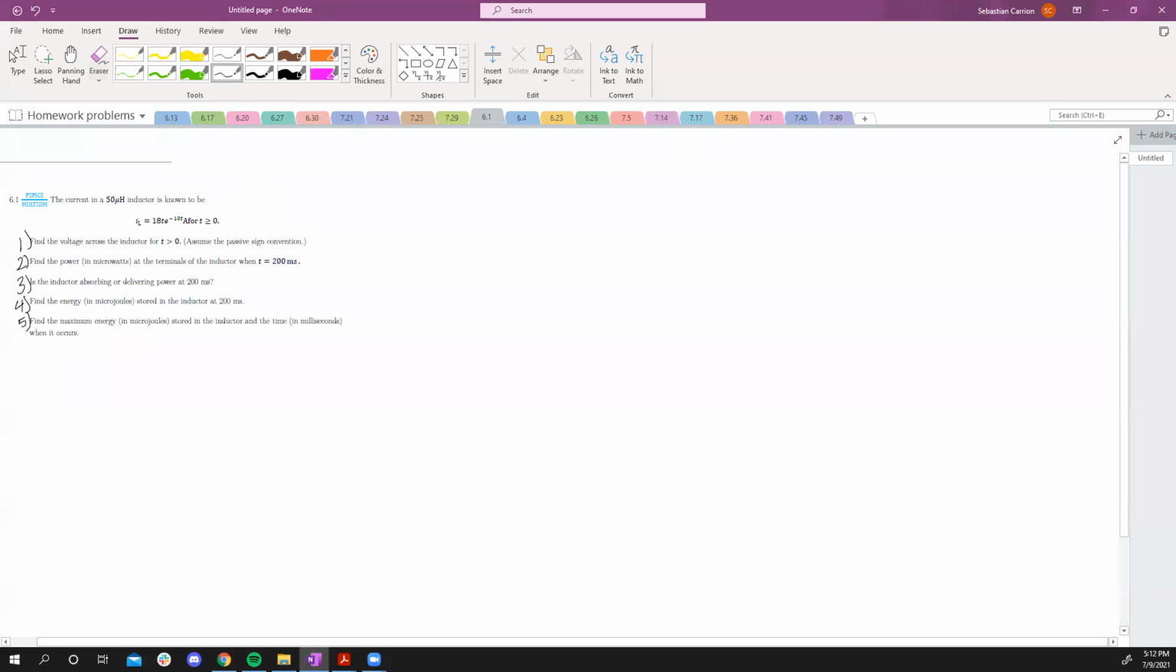So we have this function of our current across an inductor for time greater than or equal to 0. We know that our equation for our inductor is going to look like this: v(t) equals inductance times di(t) over dt. It's supposed to be an L. Okay, all right.